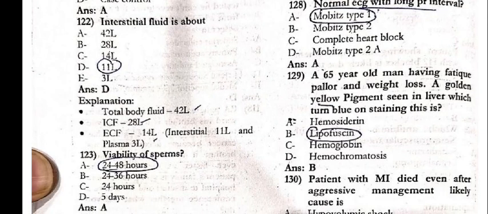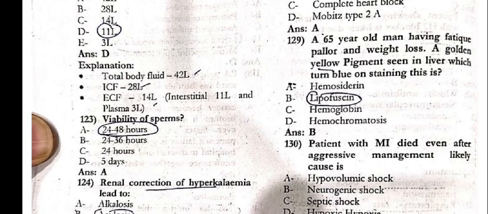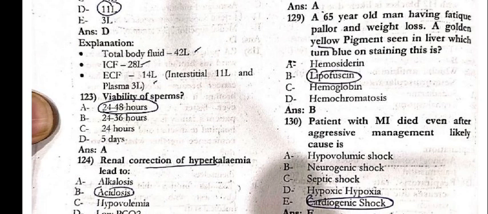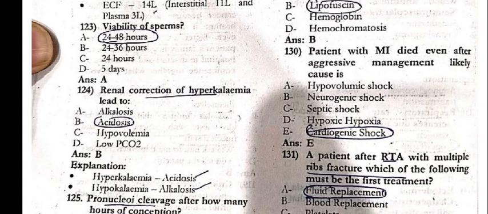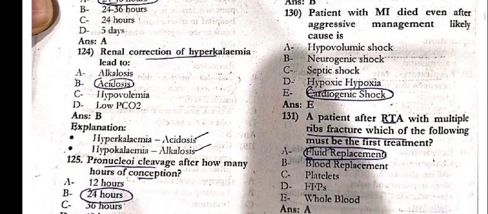The Mobitz type 1. That is a 65-year-old man having fatigue, pallor, weight loss, golden yellow pigments in the liver which turn blue on staining. This is the lipofuscin. The patient with MI died even after aggressive management, likely caused by cardiogenic shock.